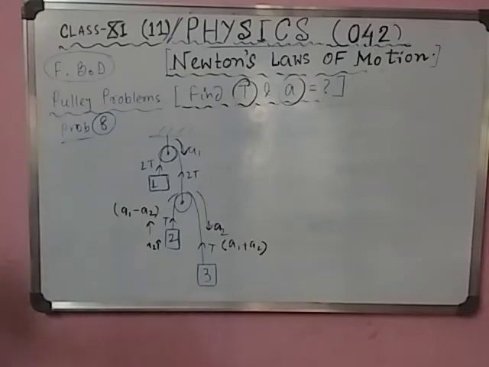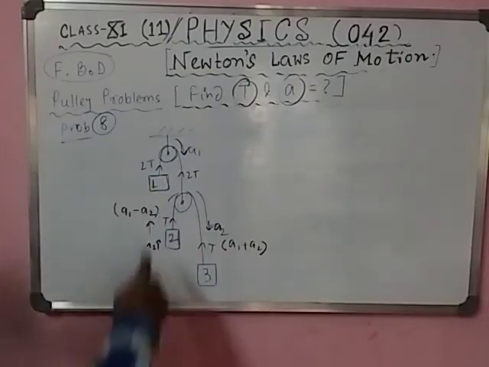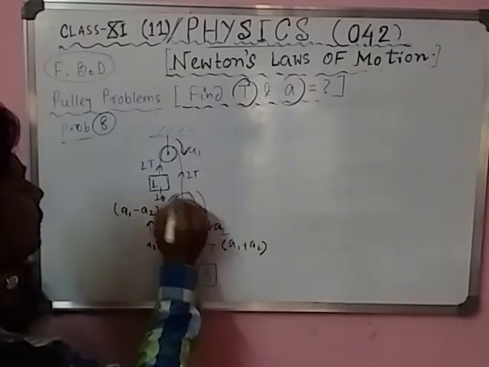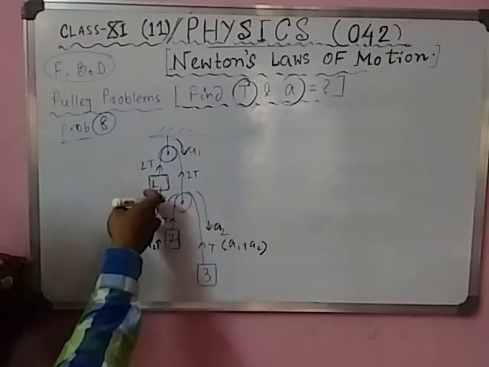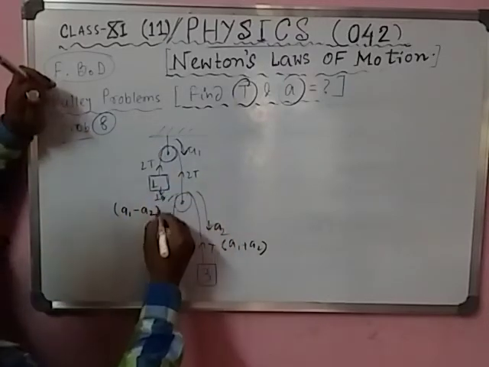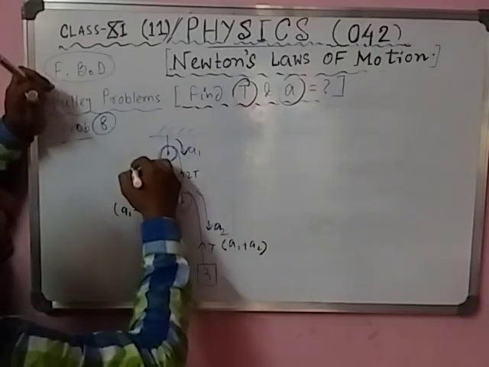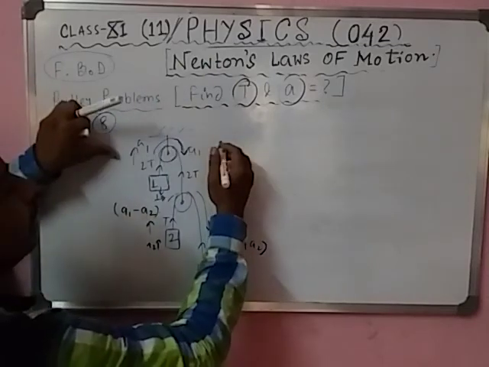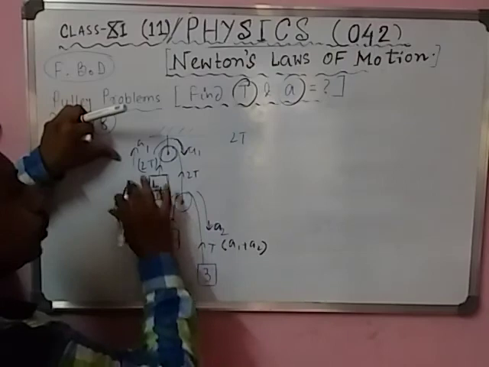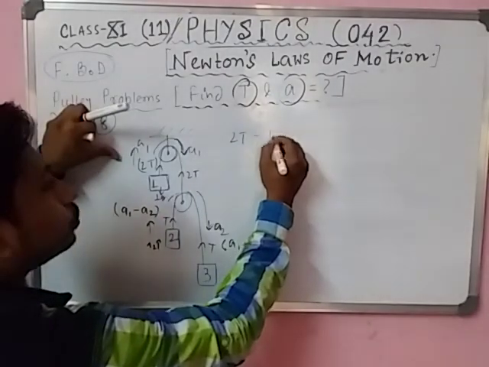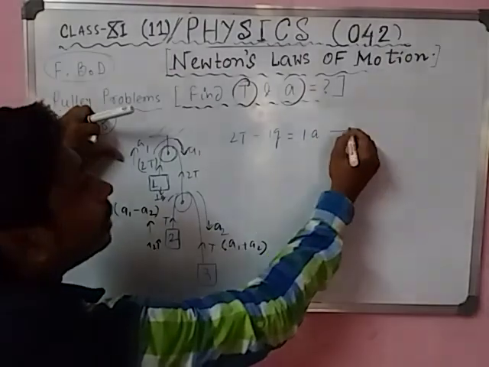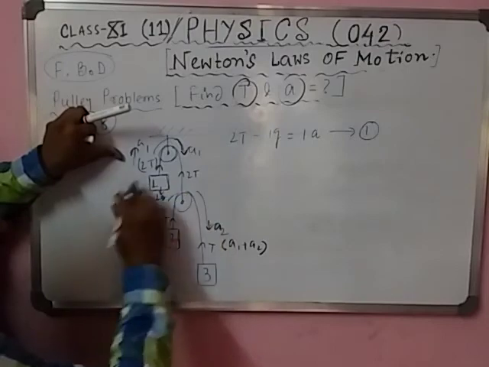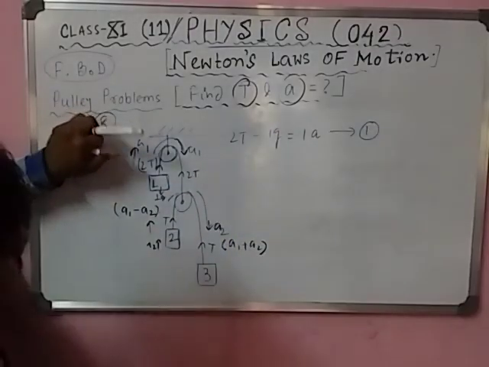Now you just write the equations. For body 1, you know how to write. 1g, mg, is downward, 2T upward, and acceleration A1 is upward. So we write 2T minus 1g equal to 1 into a1. Equation number 1. Understood?